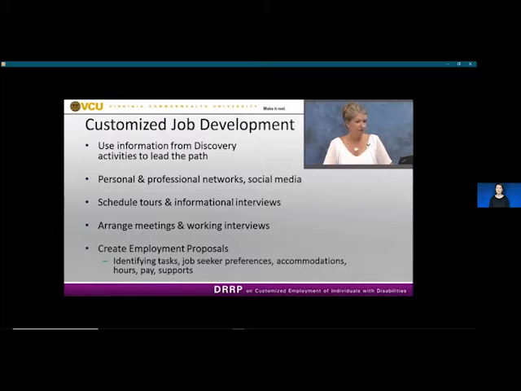And then after that, we would be negotiating positions using an employment proposal that would lay out exactly what the task would be, what types of support the individual would need, what the role of the employment specialist would be, what hours the individual would work, a proposed pay rate for the individual.